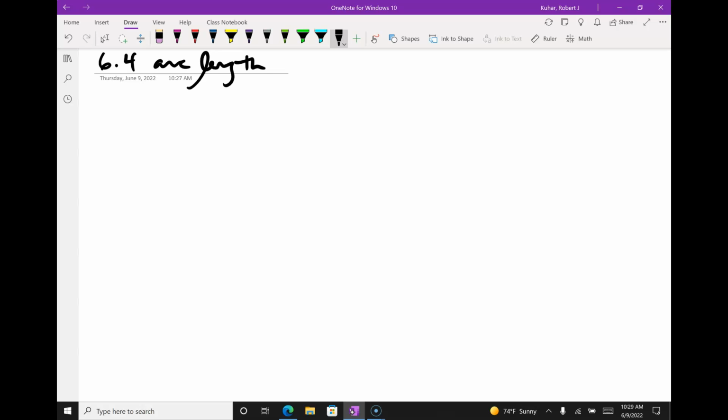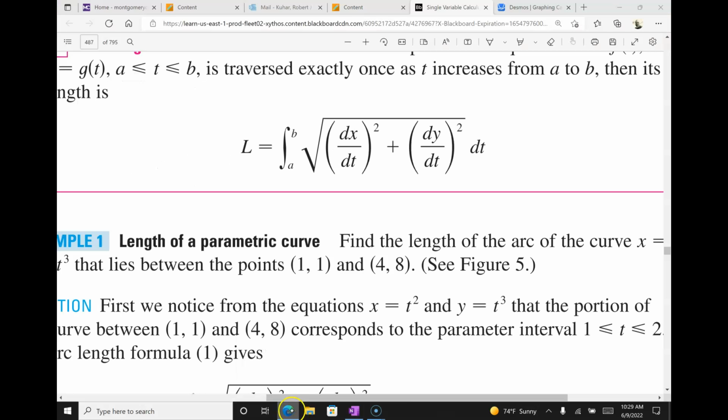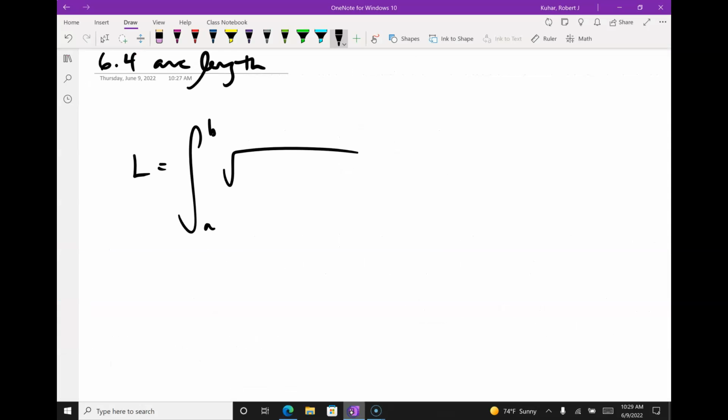So anyway, arc length. So what do I have? I have the length is the integral from a to b of the square root of dx dt, quantity squared, plus dy dt, quantity squared, dt. Now this is parametric. You can tell by the parameter t. Time is usually our parameter, right? Talking about where a particular insect is flying with respect to time, that type of thing.